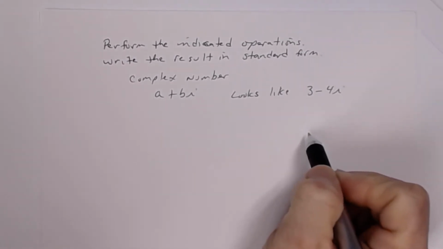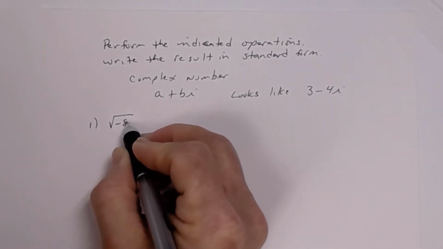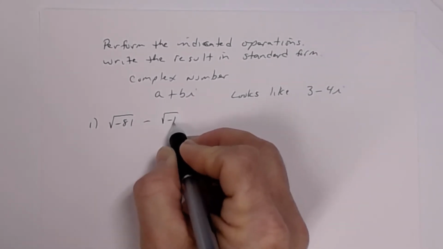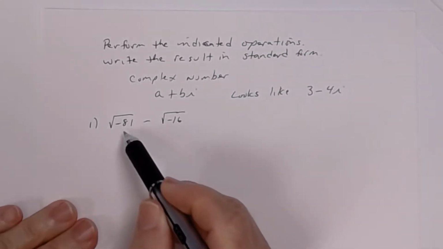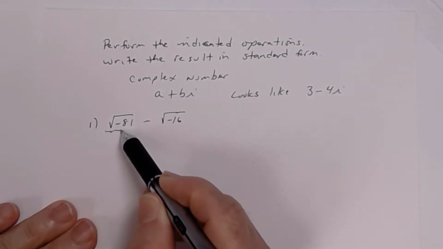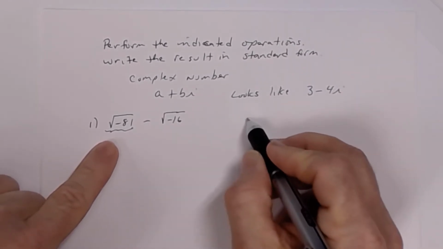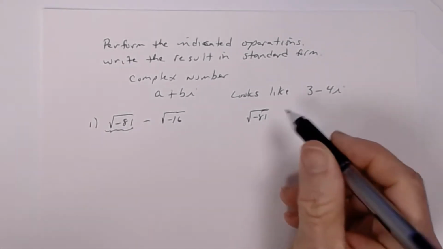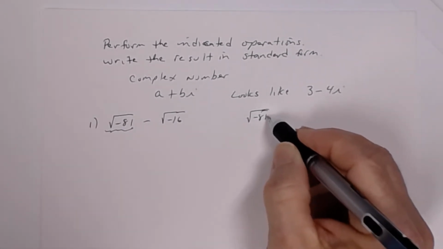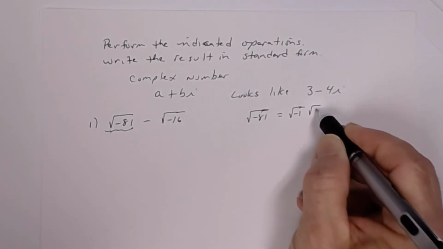Okay, so let's look at number 1. We have the square root of a negative 81 minus the square root of a negative 16. The way I would approach this is to look at each little part. I have the square root of a negative 81, so go off to the side and rewrite this using some of our rules. The square root of a negative 81 I can write as the square root of a negative 1 times the square root of 81.